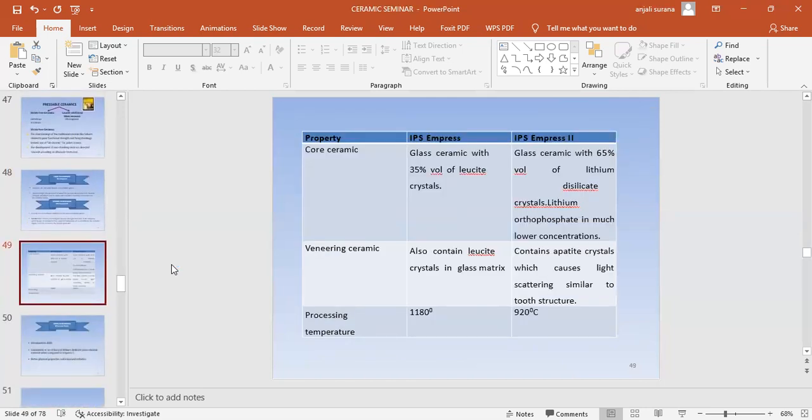Then we have properties of IPS Empress 1 and 2. Core ceramic in Empress 1 is glass ceramic with 35% volume of leucite crystals, and in Empress 2, it has 65% volume lithium disilicate crystals. Lithium orthophosphate is in much lower concentration. Veneering ceramics in Empress 1 contain leucite crystals in a glass matrix, while in IPS Empress 2 they contain apatite crystals, which cause light scattering similar to that of tooth structure. Processing temperature for IPS Empress is 1180 degrees Celsius. For Empress 2, it is 920 degrees Celsius.